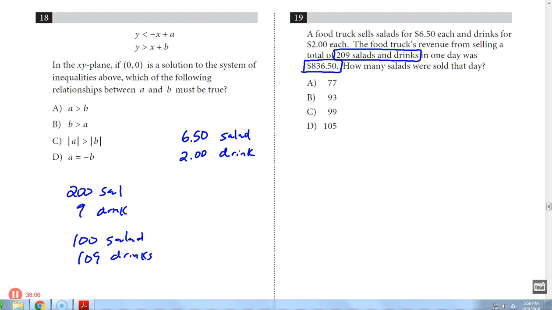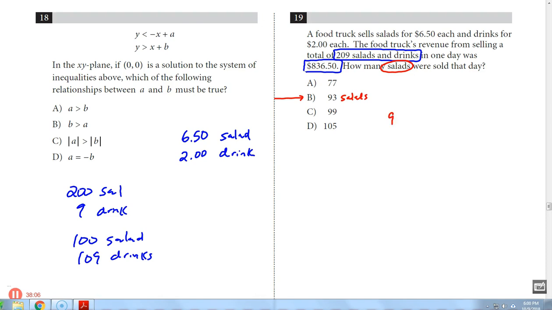So let's think about this. Let's use some answers here. They ask how many salads were sold on the day, so all of these numbers over here are our possibilities for salads. Usually, if I'm going to choose an answer to start with, I'm going to go with B or C, because that way if it's too small or too big, I know what direction to go. So let's just try B first. Let's try 93 salads and see what shakes out.